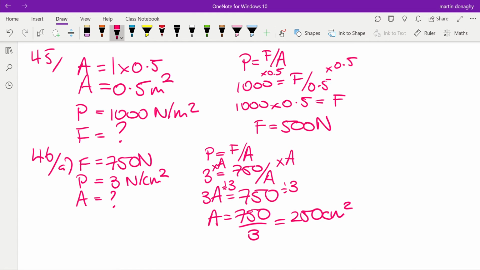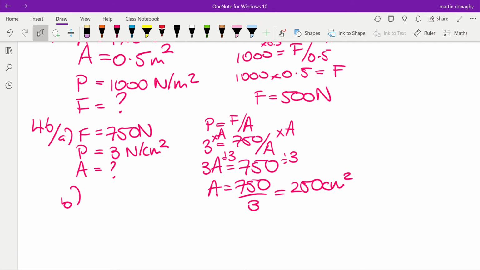Part B then asks, how will the pressure exerted on the ground be affected if Jim now stands with both shoes on the ground? We could go through that whole calculation again to work out the pressure, knowing that the force is 750 and the area would now be twice as big, so it would be 500 centimeters squared. But if we look at the equation, P equals F over A, which means that pressure is inversely proportional to A. By that we mean if A doubles, which it will in this case, assuming Jim's feet are both the same size, the pressure will halve. So the bigger the area, the smaller the pressure, and if we double the area, the pressure will halve.